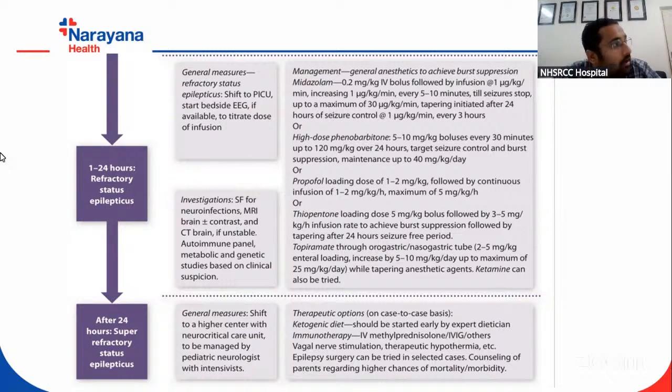Other very rare treatments include vagal nerve stimulation, therapeutic hypothermia, and epilepsy surgeries, which are being conducted these days, but they have very high chances of morbidity.